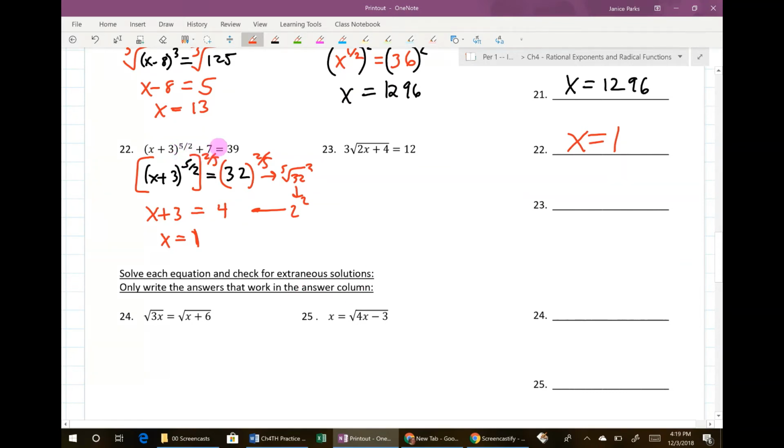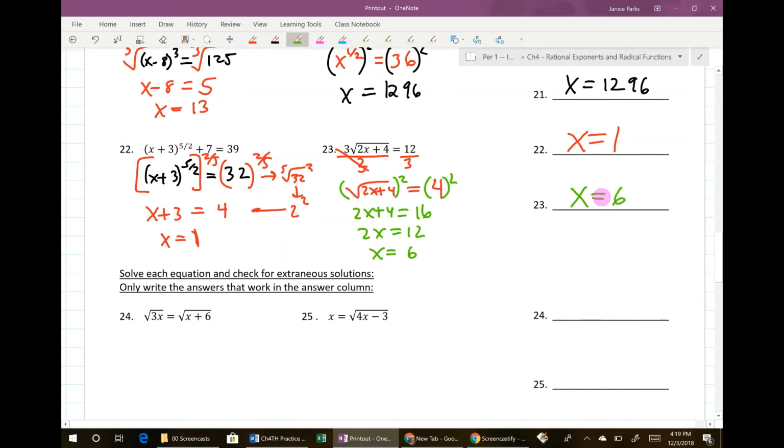32 plus 7. In this case, you have to divide by 3 first before you can do the work. Then you can square both sides. So you get 2x plus 4 equals 16. Subtract 4, divide by 2. You get x is equal to 6. If you check your answer, that would be 12 plus 4. So it's 3 times the square root of 16. So 3 times 4 is 12.